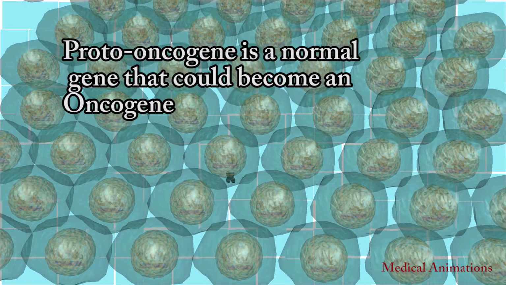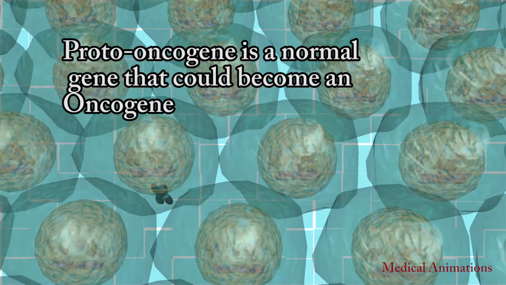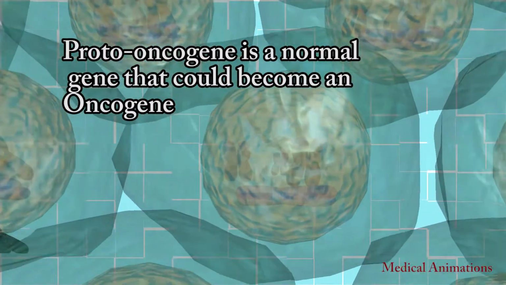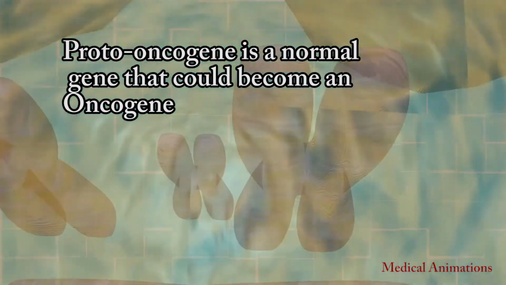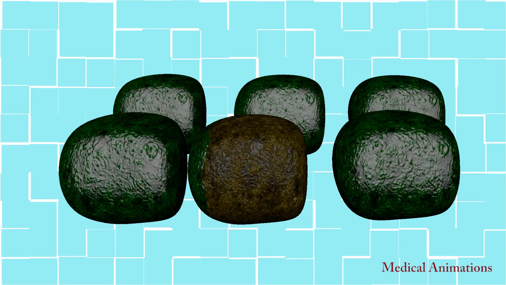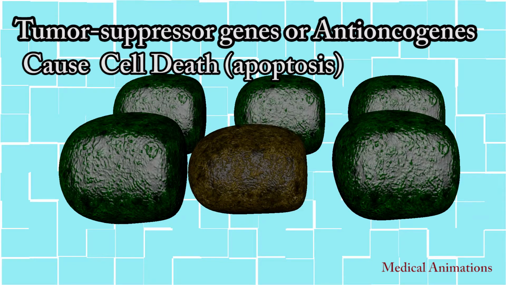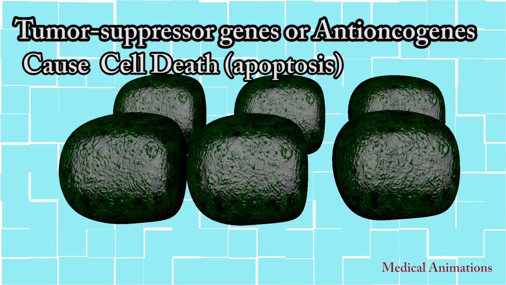A proto-oncogene is a normal gene that could become an oncogene due to mutations or increased expression. Proto-oncogenes are involved in normal growth and repair. The second type of cancer gene negatively impacts tumor growth and has been named tumor-suppressor genes.